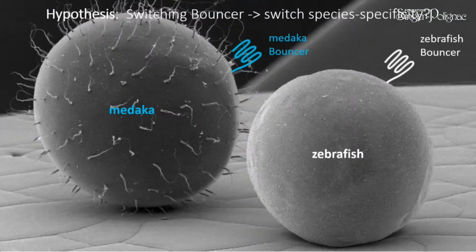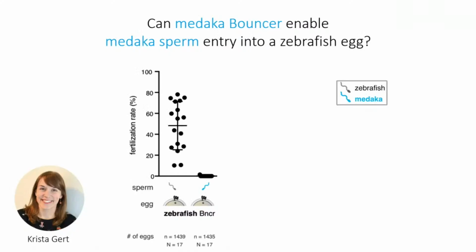And what we hypothesized is this crazy idea that maybe by switching the Bouncer protein, like normally the Bouncer for Medaka is expressed, of course, on the Medaka oocyte, if we were to express it on the zebrafish oocyte, would we now allow Medaka sperm to enter the zebrafish egg? And this experiment was done by another PhD student in my lab, Krista, at that point a master student. I'm going to walk you through this experiment because I think it's really revealing.